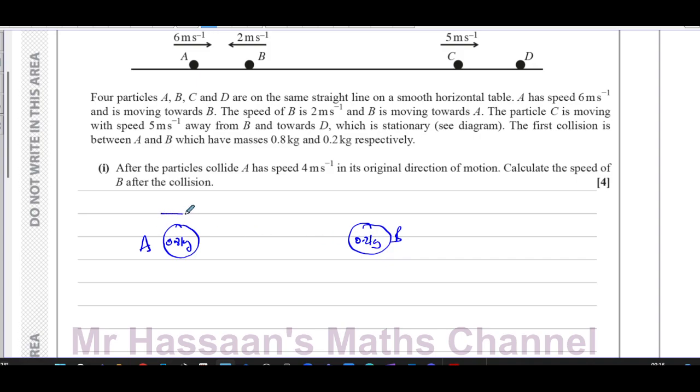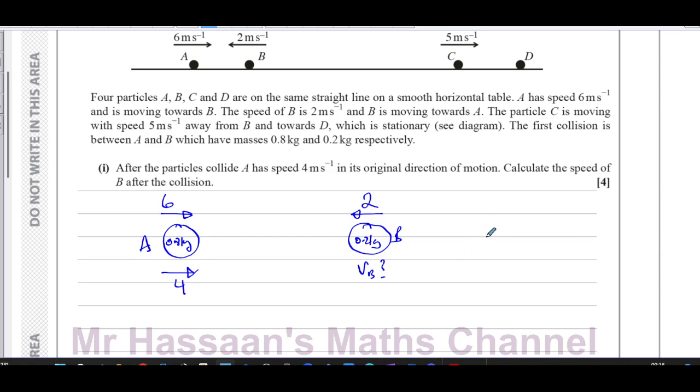We know that before the collision, A is moving towards B with a speed of 6 meters per second. B is moving towards A with a speed of 2 meters per second. After the collision, they told us A has a speed of 4 meters per second in its original direction, so in that same direction, 4. And B, we have to find what its speed is after the collision, right?